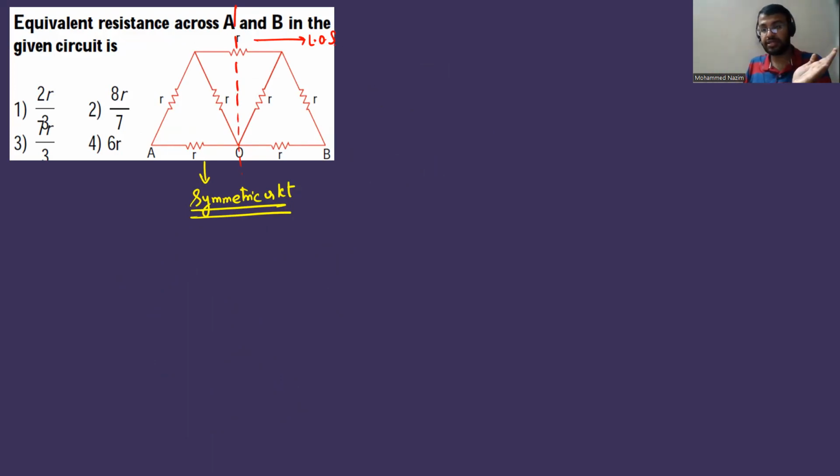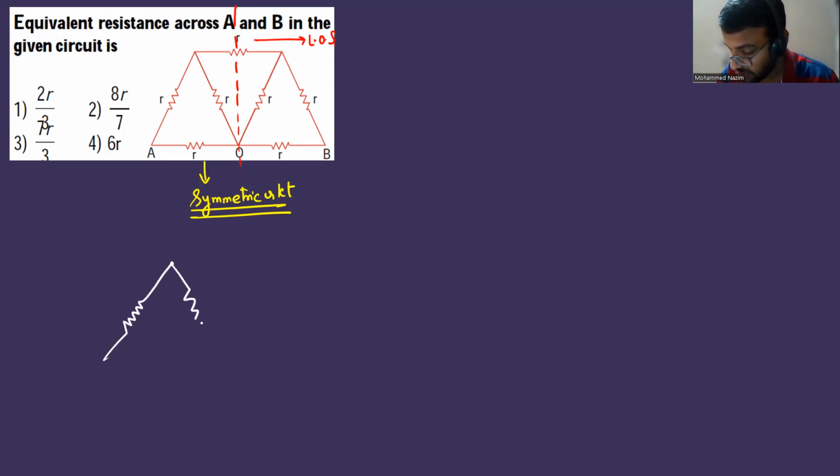You can fold it, isn't it? The part to the right of this line is like the mirror image of the one to the left, or the one to the left is nothing but the mirror image of the right. So it's a symmetric circuit. In cases of symmetry questions, we can follow one method.